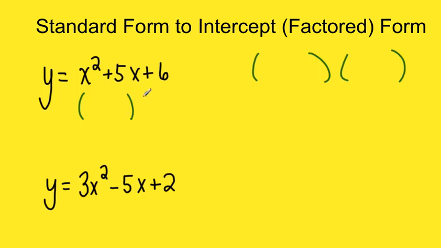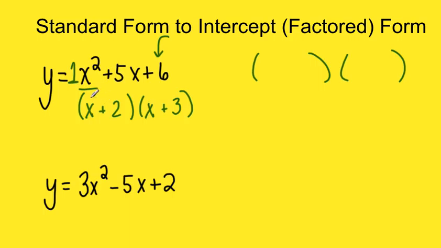So if I put my two parentheses, how would I get an x squared here? That would be x and x. And then since this is a 1, I can just ask myself what multiplies to be 6 and adds to be 5. And that would be 2 and 3. And they both have to be positive. That works because a is 1.